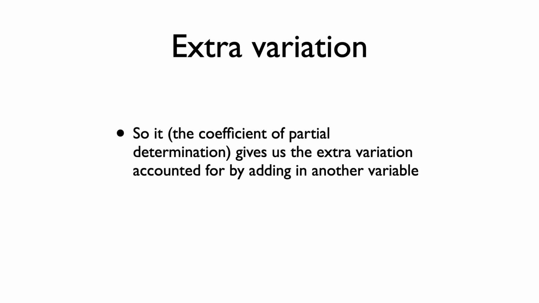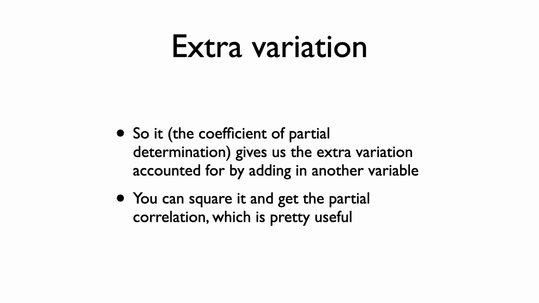So the coefficient of partial determination, that thing to measure that extra variance, is not just look at a picture, but a mathematical or numerical representation of how much extra variance we've actually accounted for. You can take the square root of it and get the partial correlation, not square it. I gotta fix that. Take the square root. That's a hell of a mistake, Dave. Square root.